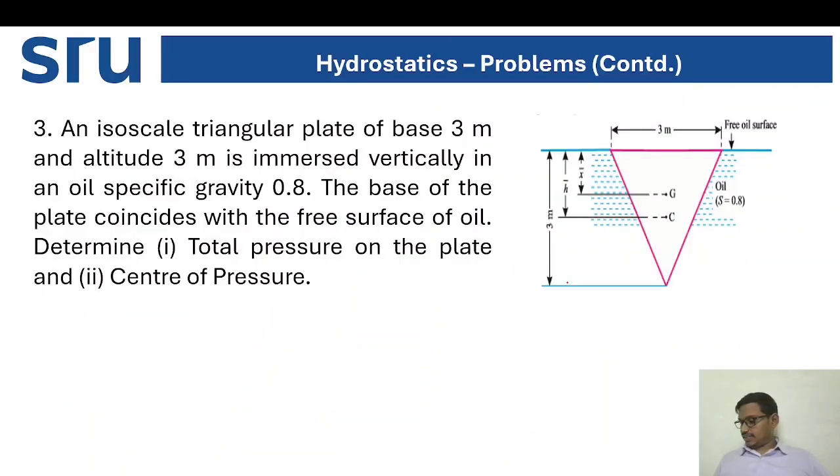Now first initially we have seen a rectangle. Next we went slowly with circular. Now we have to go with triangle. An isosceles triangle plate of base 3 meters and altitude is 3 meters. So base is 3 meters and depth is 3 meters.